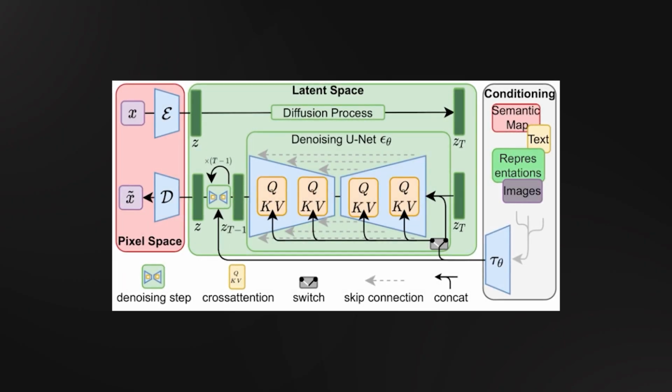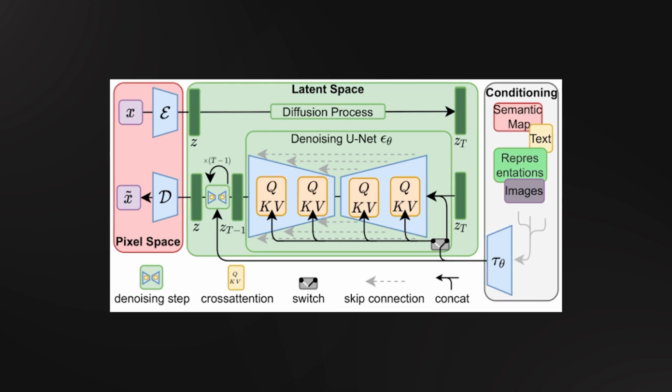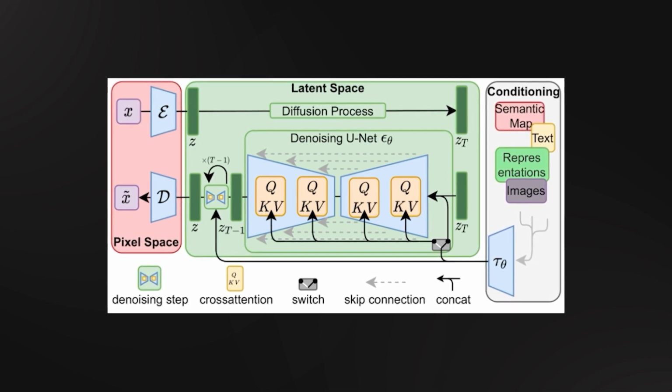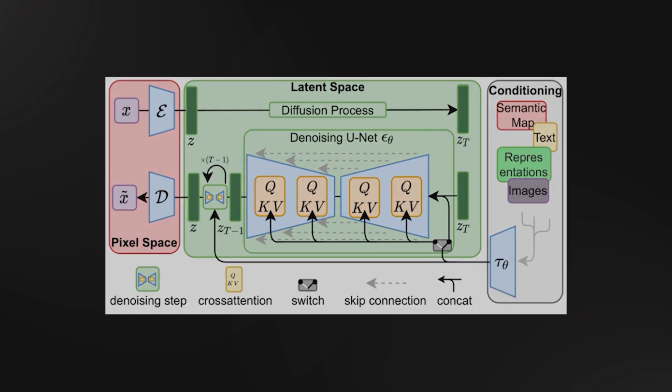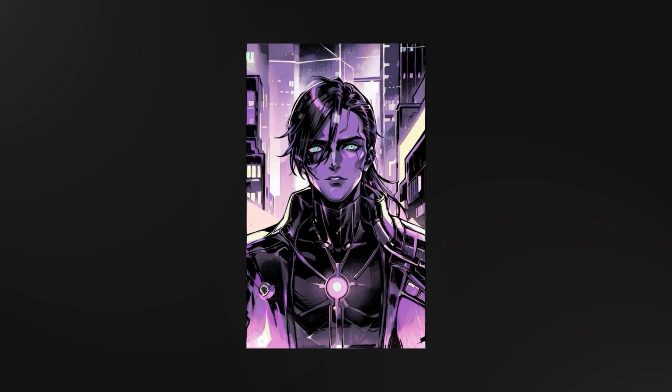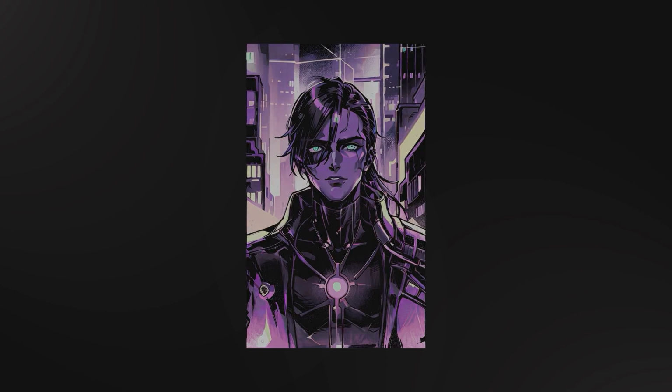LoRA is a training technique used to refine Stable Diffusion models. It is a small model that applies minor changes to standard model checkpoints. LoRA models typically weigh between 2 and 200 megabytes.